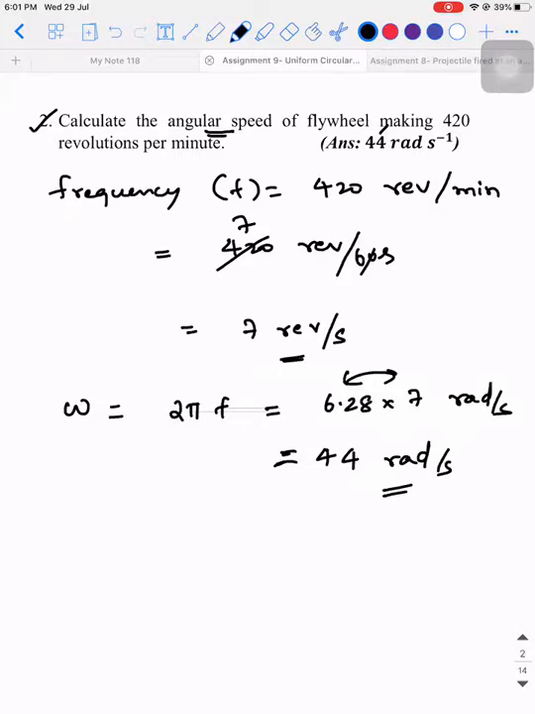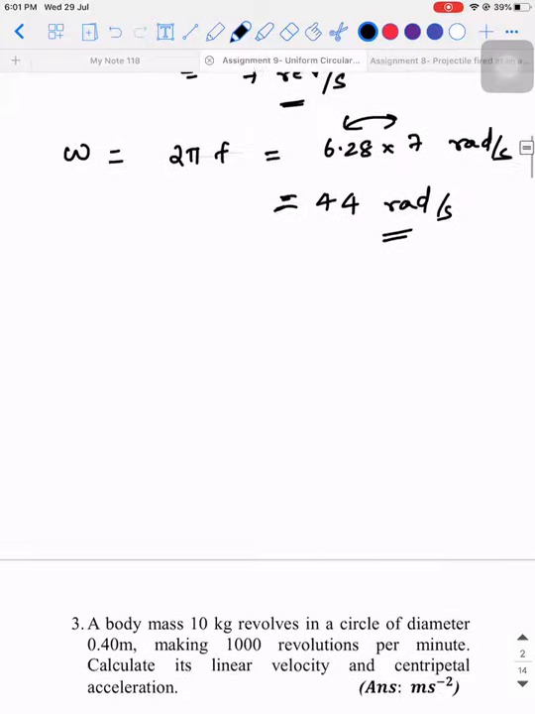Is this clear? Yes, sir. So I'm proceeding to the next one.